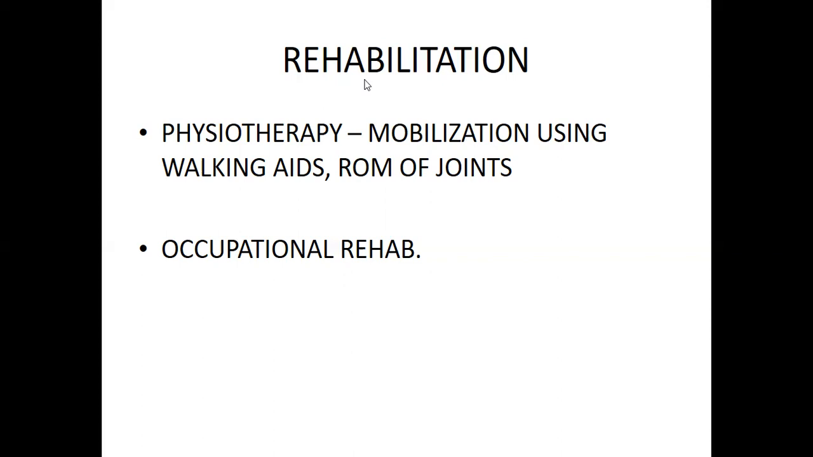Then also the adjoining joints must always be put in motion. So the ROM I put there is range of motion. There must be range of motion of the joint to prevent knee stiffness, to prevent joint stiffness, which is a common complication when you don't move the joint. And also occupational rehabilitation is important, because the patient may not be able to function in the previous capacity. So the patient has to be rehabilitated to take new roles, to be able to sustain himself. All right, next slide.